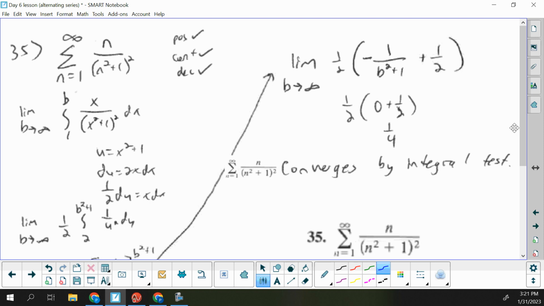It is very common on the AP for them to show that you have an integral test, you end up getting 1/4 as the answer, and then it'll say which conclusion is valid. One of them will say that the value of the series is 1/4, which is not true. We would want to say that all we can conclude is that the original series converges.